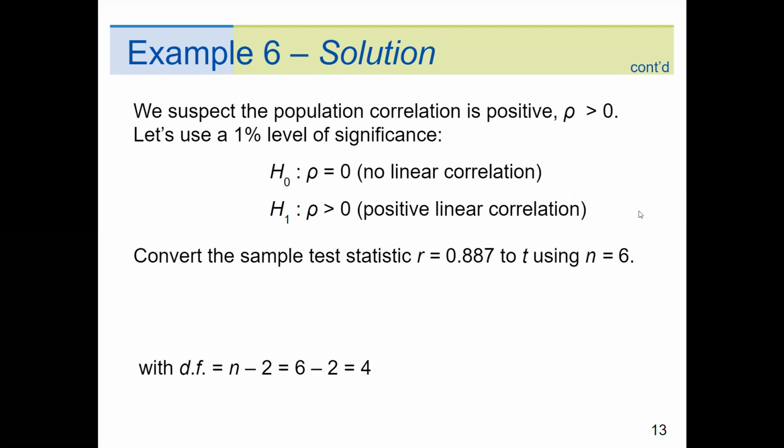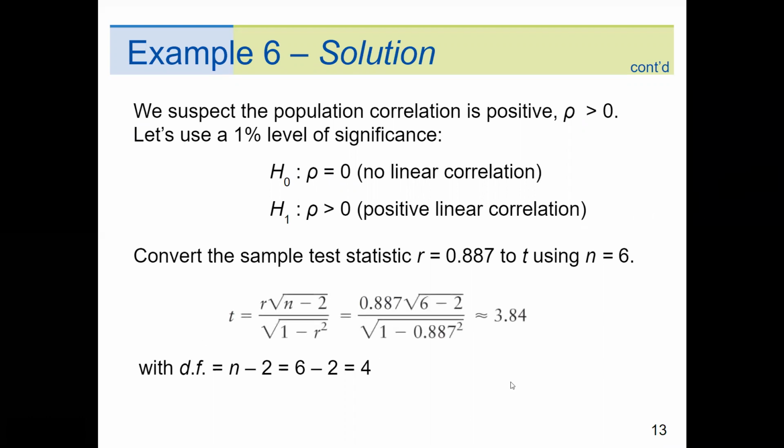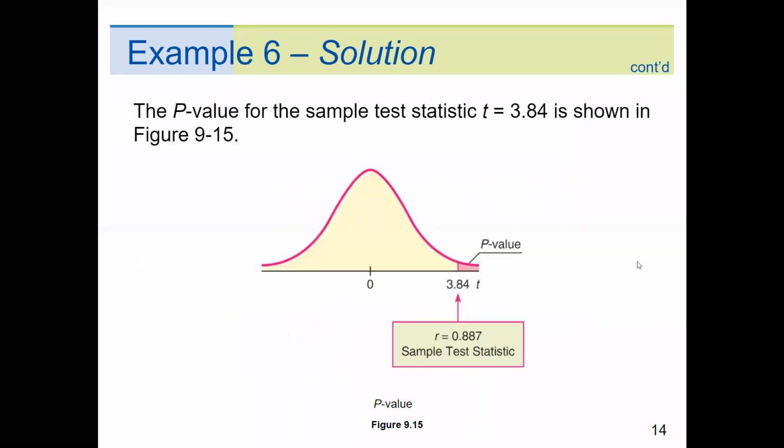Convert the sample test statistic R equal to 0.887 to T using N equal to 6 with degrees of freedom equal to N minus 2, so 6 minus 2 would be 4. And then here is your T formula. So again, you just have to plug everything in and you get T equal to 3.84. The p-value for the sample statistic T equal to 3.84 is shown in figure 915.